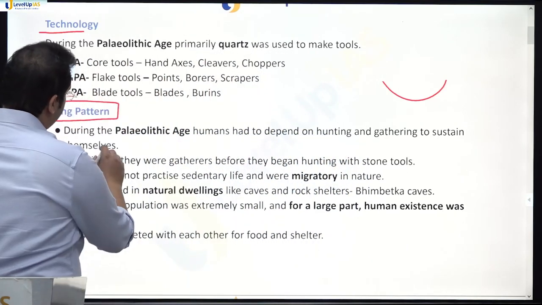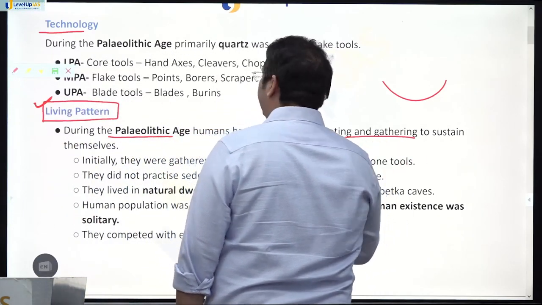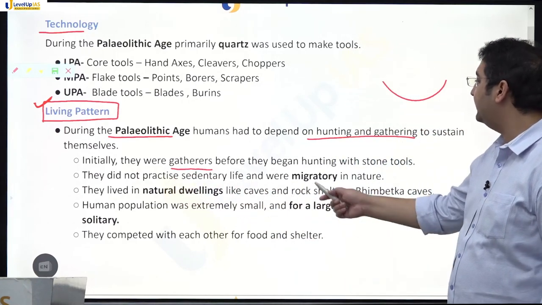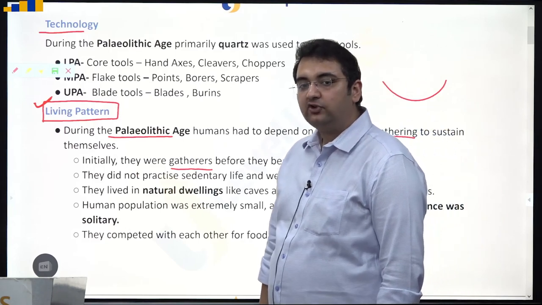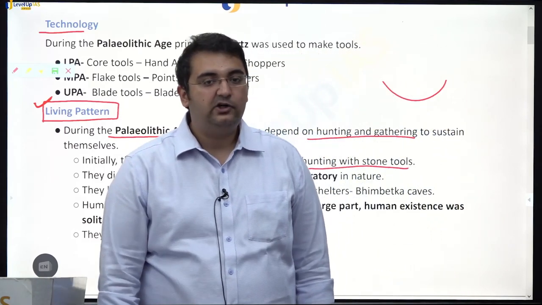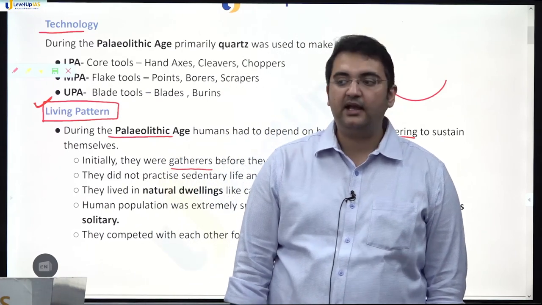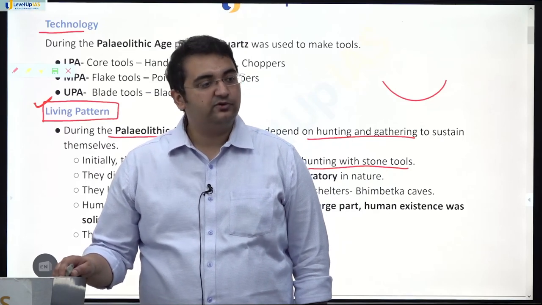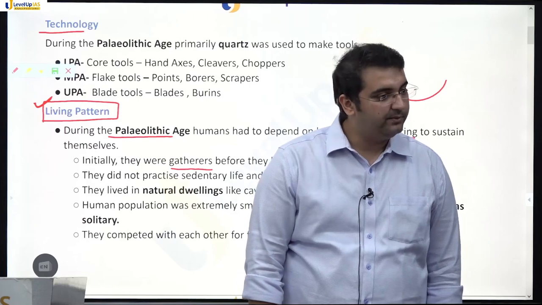Okay? During the Paleolithic age, humans had to depend upon hunting and gathering to sustain themselves. Initially, they were gatherers before they began hunting with stone tools. Now, based on a hunter-gatherer lifestyle, do you think human beings would have the time and resources to make permanent houses? Artificial houses banane ka unke paas time hoga, zariya hoga? No, it would not be possible.